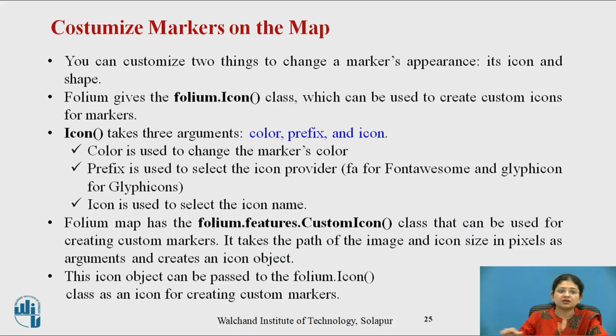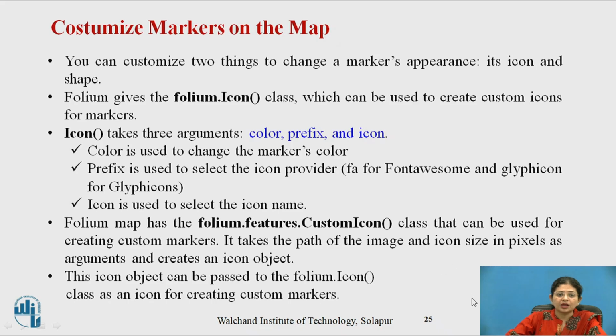Now let's see customization of the marker on the map. You can customize two things to change the marker's appearance, its icon and shape. Folium gives the folium.Icon class which can be used to create custom icons for markers. Icon takes three arguments. The first one is color, another one is prefix and the third one is icon. Color is used to change the marker's color. Prefix is used to select the icon provider. Icon is used to select the icon name.